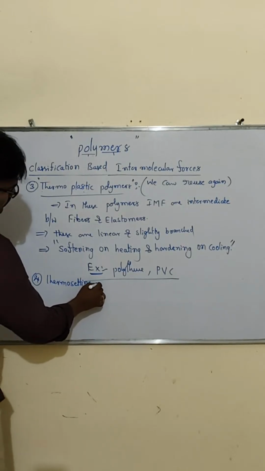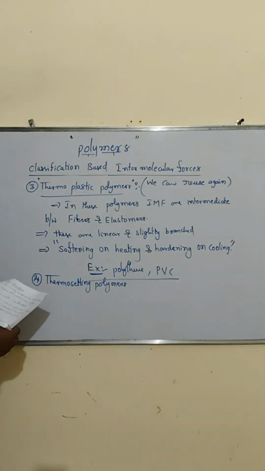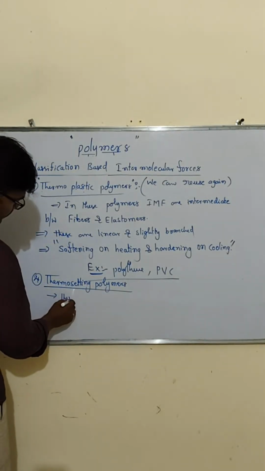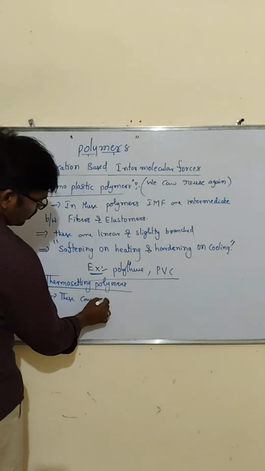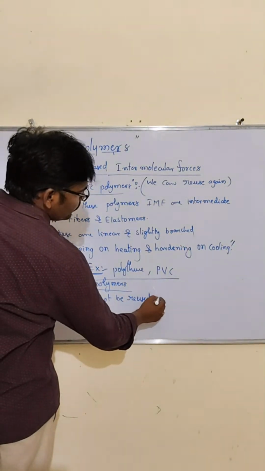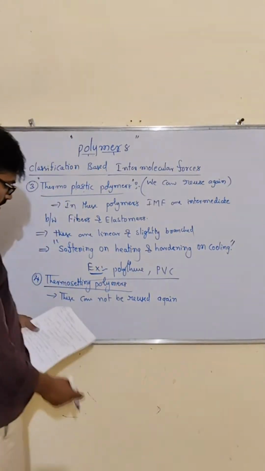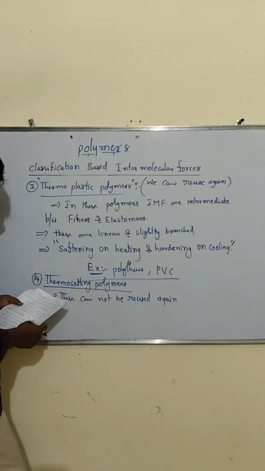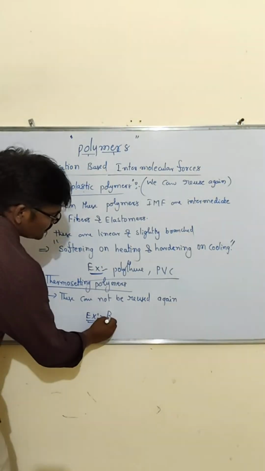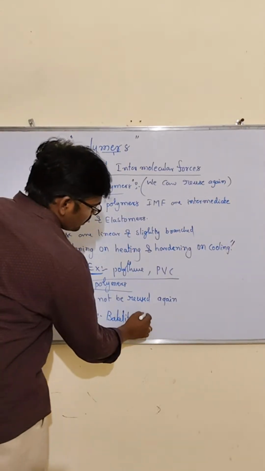So one more, the fourth one, thermosetting polymers. These cannot be reused again. So we cannot reuse them, whereas thermoplastic polymers we can reuse again. Examples for this: bakelite and urea formaldehyde resin.